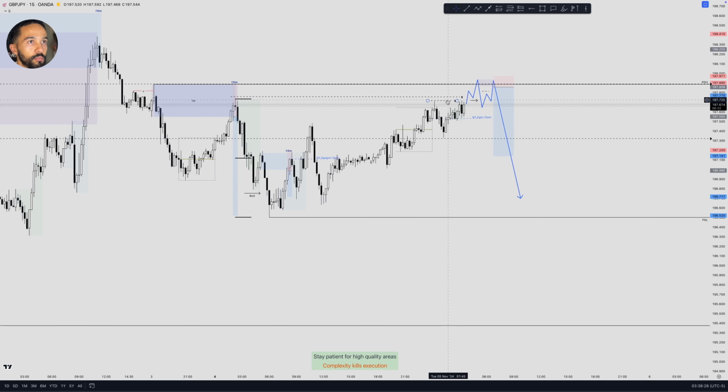At the moment, if it breaks down from here, I'd probably want to see this logo on the M15, right? But we're going to have M5 internal lows around here, which may allow you to get in earlier. So that's what I see today.